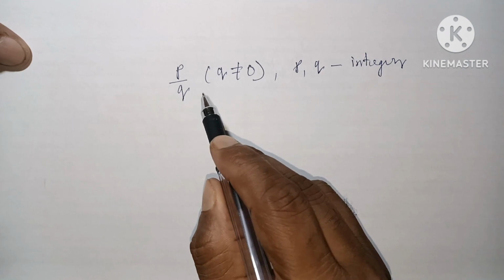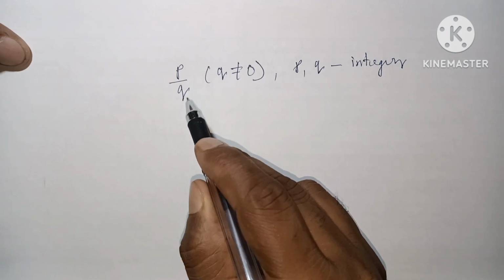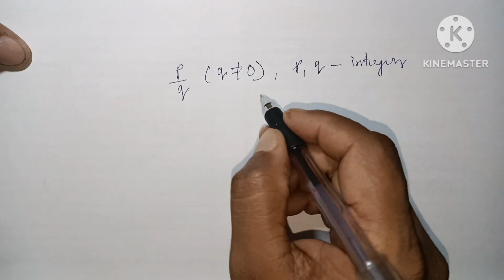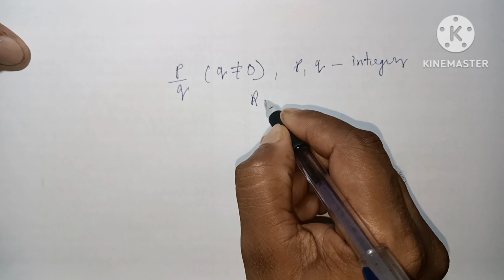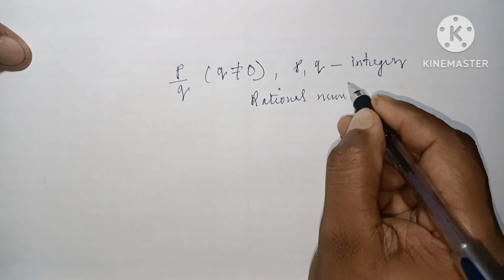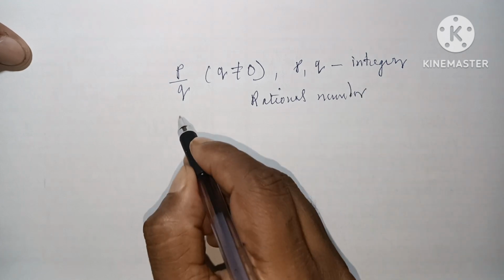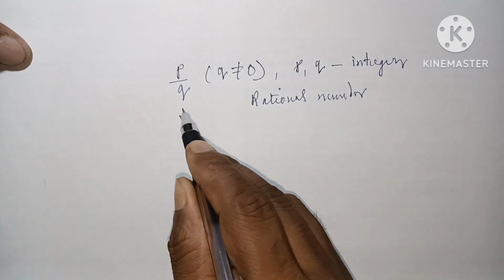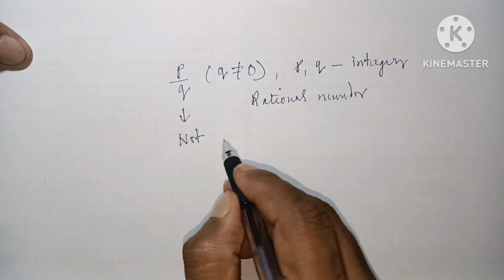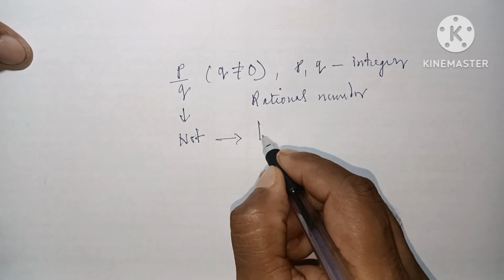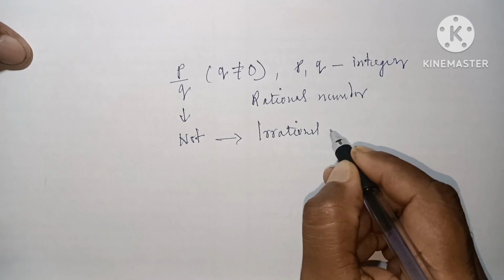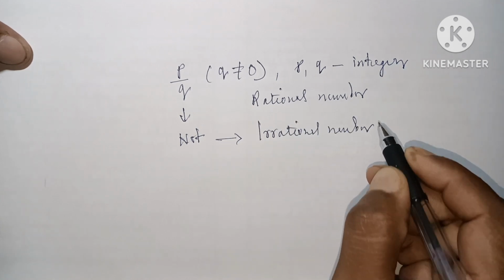The number which we can write in the form of p by q, with q not equal to 0 and p and q integers, is called a rational number. In the same way, the opposite of this: the number which we cannot write in the form of p by q is called an irrational number.